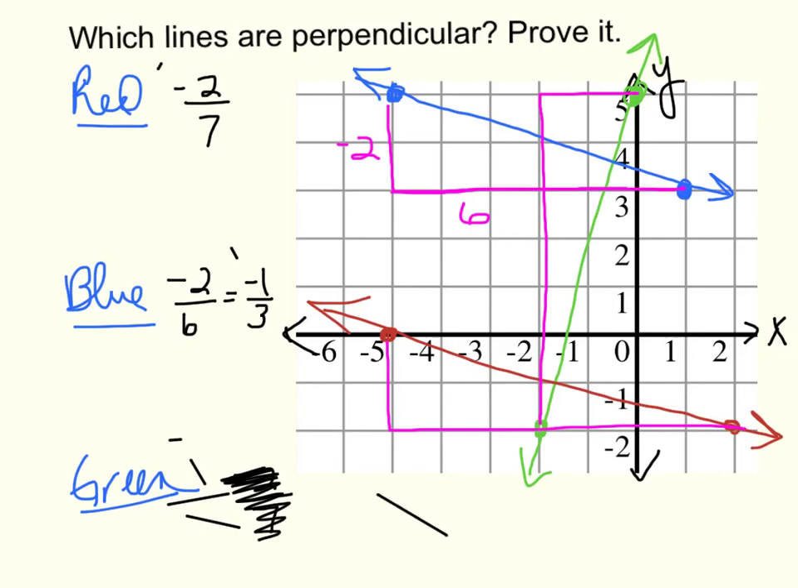Well, it'd be the red and green line. And to prove it, you would prove to me that negative 2/7 times 7/2 gives me negative 14/14, that gives me a product of negative 1. And because the two slopes have a product of negative 1, the lines are perpendicular, and so the red and green lines form the 90-degree angles.